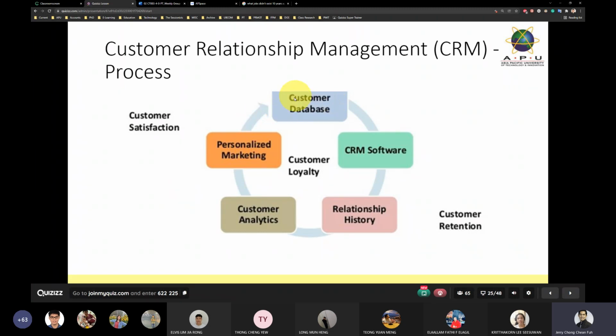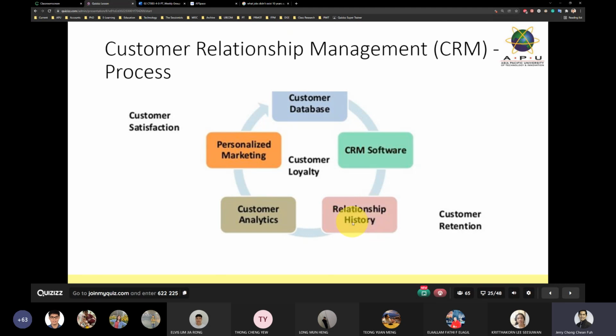Yeah, you must maintain a proper customer database because it shows that you know your customer well. What other details in relation to your customer do you have? Utilizing a proper CRM software, right? Of course, utilizing a software that helps you monitor, coming up with a relationship history.